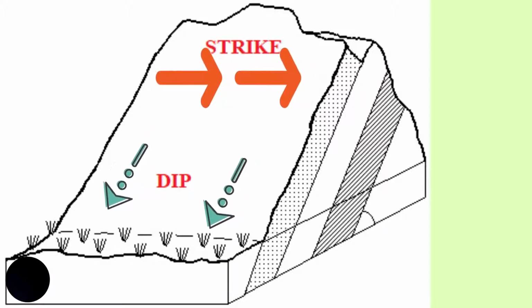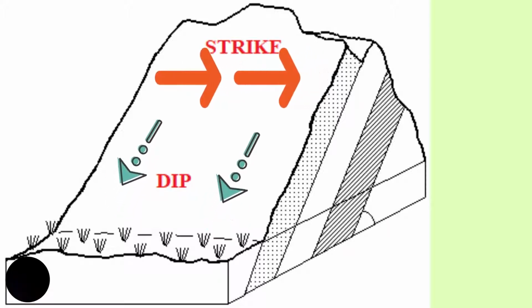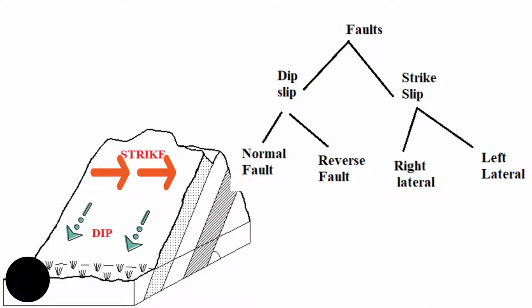Now we usually classify the different types of faults based on these two types of slips. So we can broadly classify faults into dip slip faults and strike slip faults. Dip slip faults can be further classified into normal faults and reverse faults. Oftentimes, we do not classify strike slip faults, but we can. And if we do, we will talk about right lateral faults and left lateral faults.